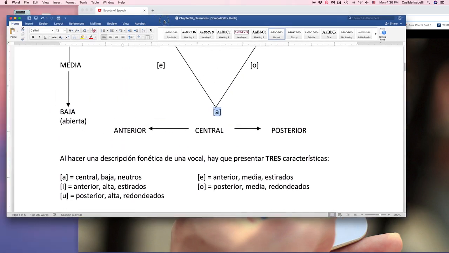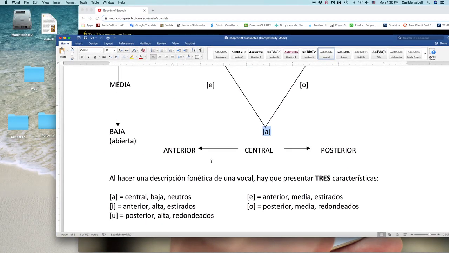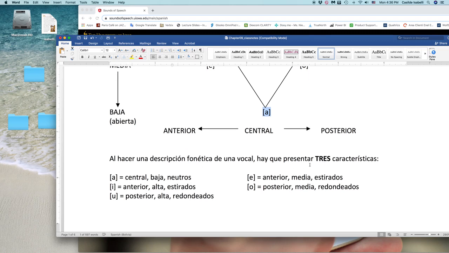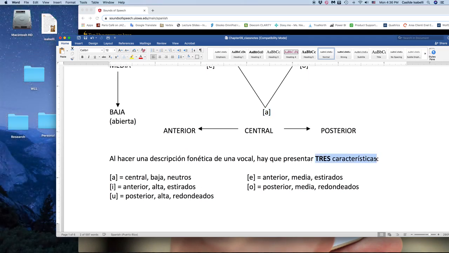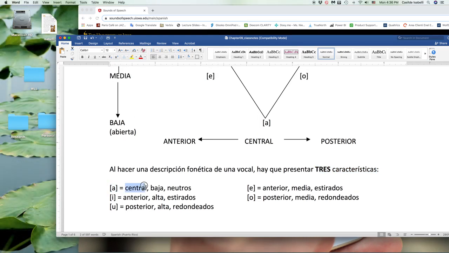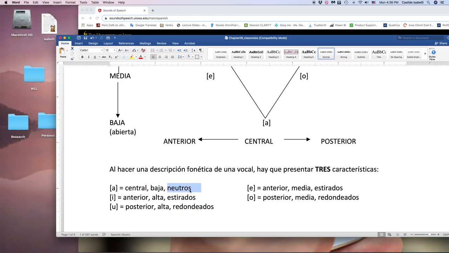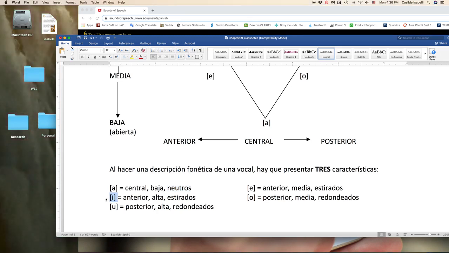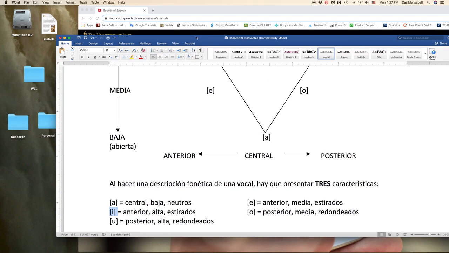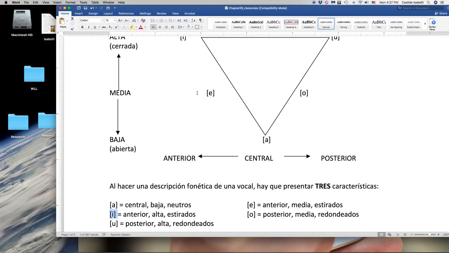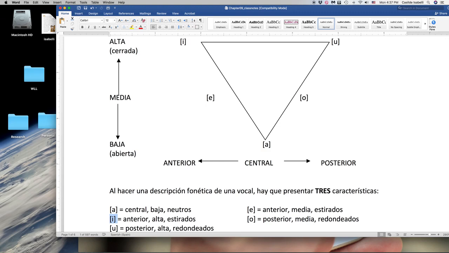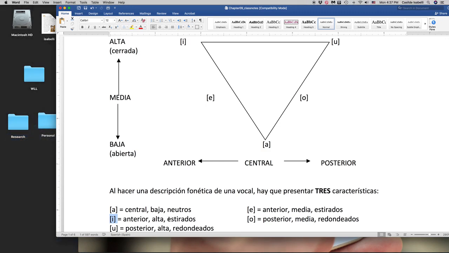So that's how we define, characterize vowels. And eso, voy a cambiar el español. Hay tres características. La A tiene la posición central, es baja, y los labios están en la posición neutra. La I es una vocal anterior, donde la lengua está en la posición alta y los labios están estirados.